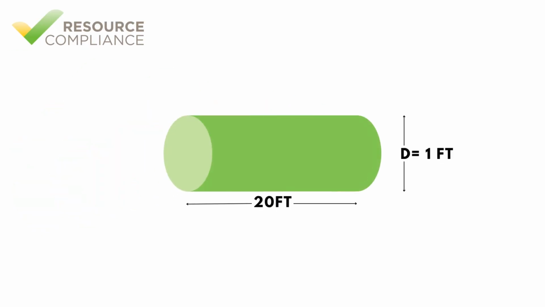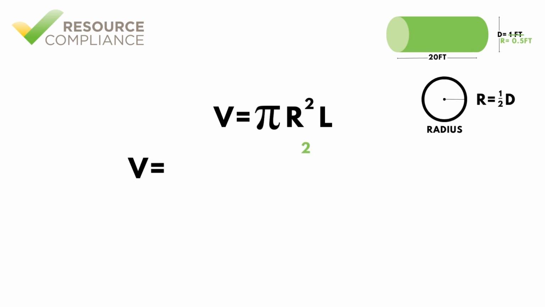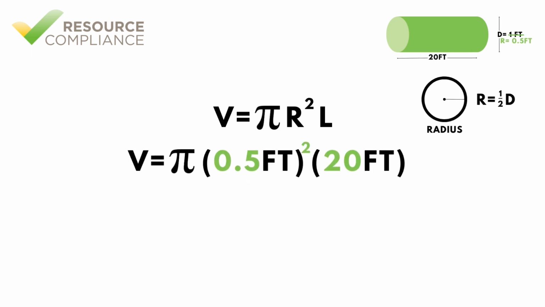Say there is a pipe with a 1 foot diameter that is 20 feet long. To calculate the volume of the pipe, first calculate the radius. Since radius is always 1/2 of the diameter, the radius of the pipe is 1/2 of a foot. Now we can multiply our numbers together to determine that the volume is 15.7 cubic feet.